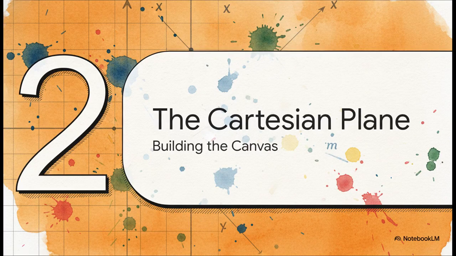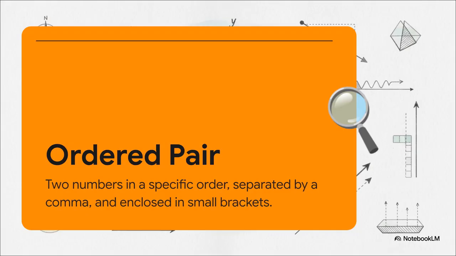Moving right along to section 2. The Cartesian plane, building the canvas. Now, before we look at the whole canvas, we need to know how to pinpoint just a single spot on it, and we do this using an ordered pair. It's simply two numbers written in a very specific order, separated by a comma and wrapped in little brackets, like (x, y). The absolutely crucial thing to remember here is that order matters immensely.